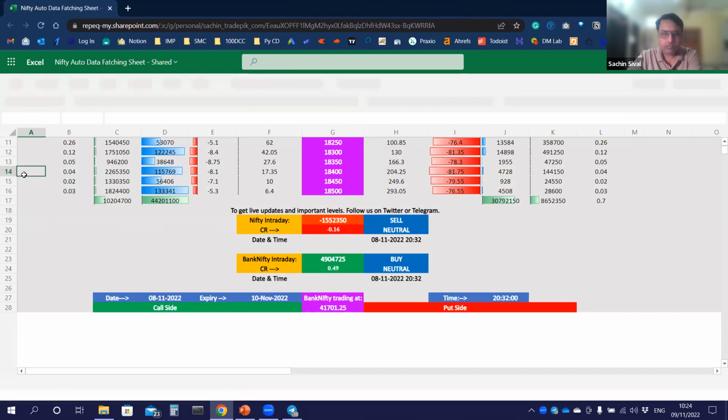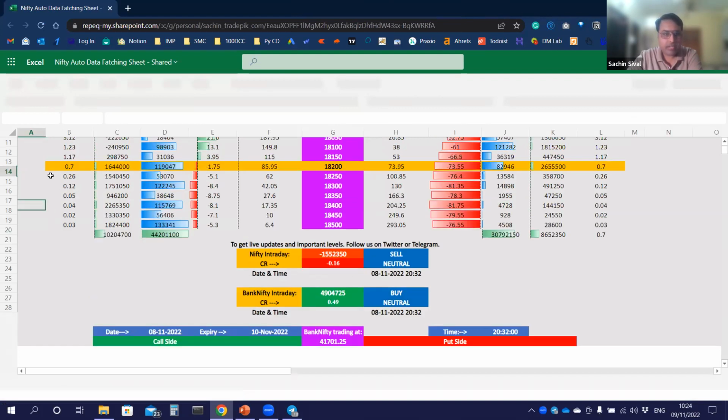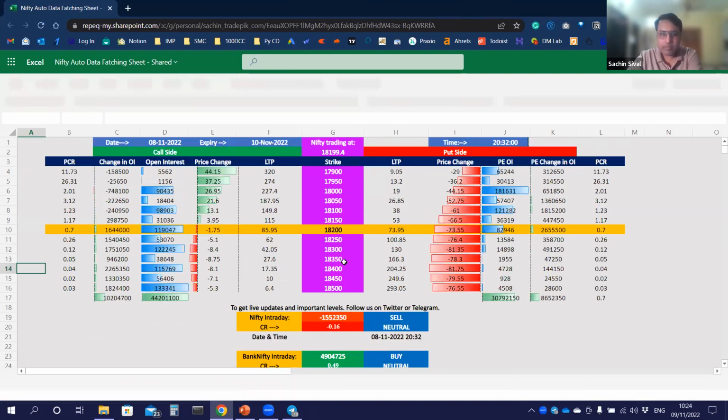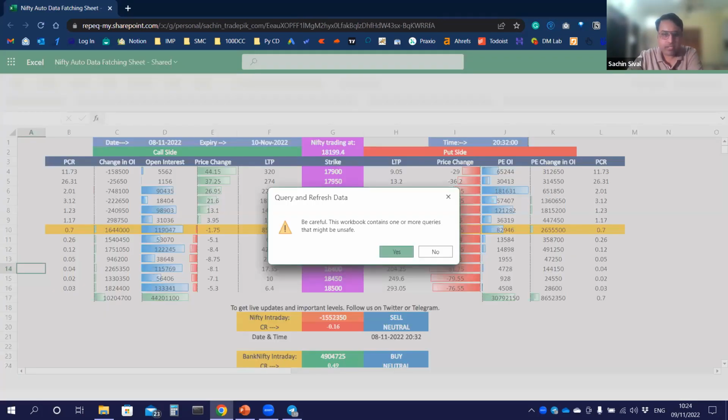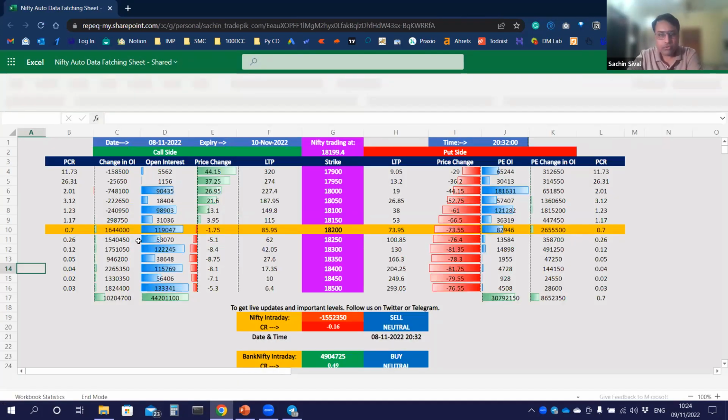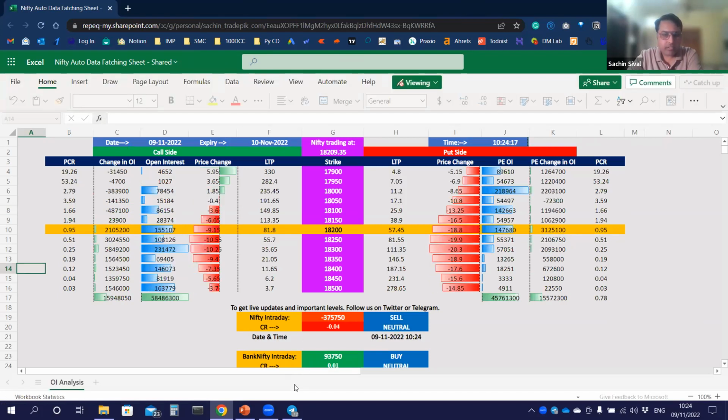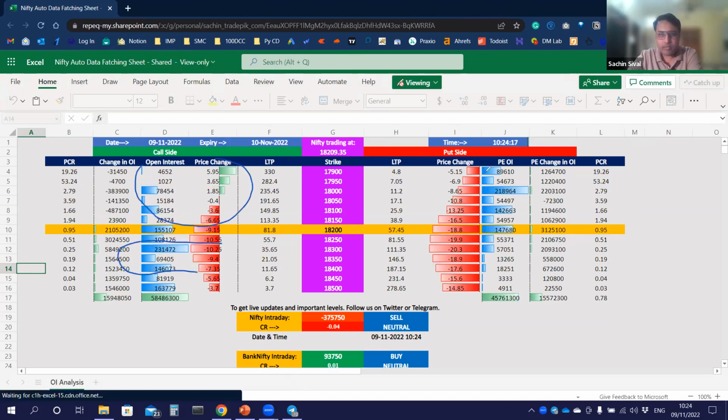So this is the sheet which tells us what is happening in the market. We just track based on this sheet. So it tells us what is happening. Every day we analyze this data, like what is the trend, whether it is bullish in the market. Let's say you can see what is happening on the call side and what is happening on the put side. Based on this, you can analyze what is the trend in the market.